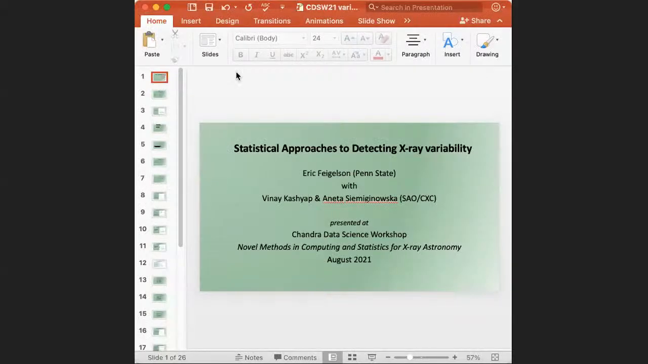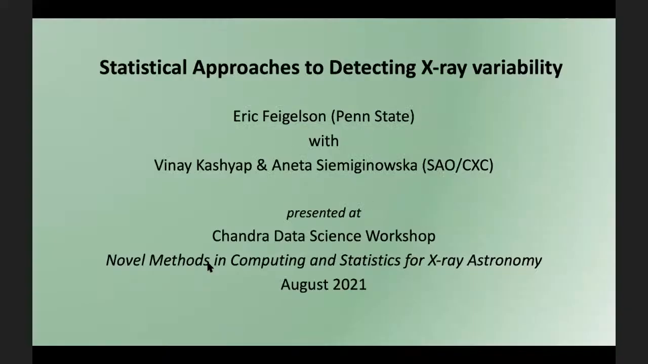This will be the invited talk by Erik Feigelson. Erik Feigelson is a professor at Penn State University. He is a well-known advocate for astrostatistics, and his contributions to astrostatistics started a long time ago and are well known. So we are really happy to have Erik giving his invited talk today, and he will talk about statistical approaches to detecting X-ray variability. Okay, Erik.